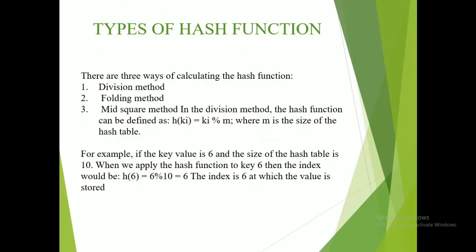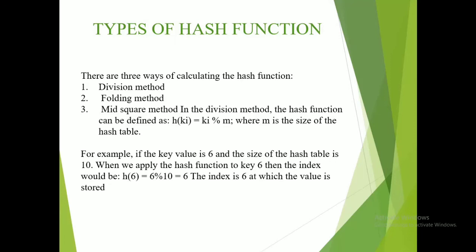Types of hash function. There are three methods of calculating a hash function: one, division method; second, folding method; and third, mid-square method. In the division method, the hash function can be defined as h(ki) = ki % m, where m is the size of the hash table.